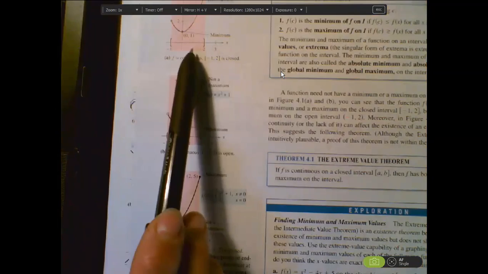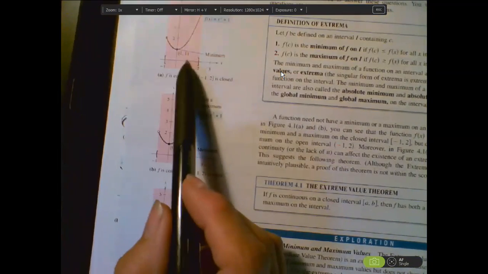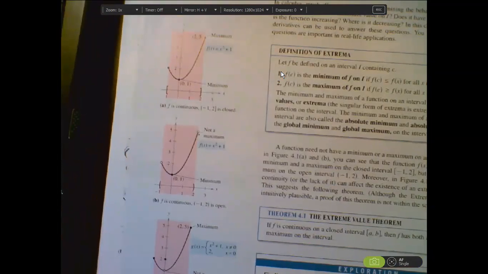So looking at these pictures, 4.1, we have a closed interval. Closed interval just means containing the endpoints. And on that closed interval, there's a minimum value at 0, 1, and there's a maximum value at 2, 5.